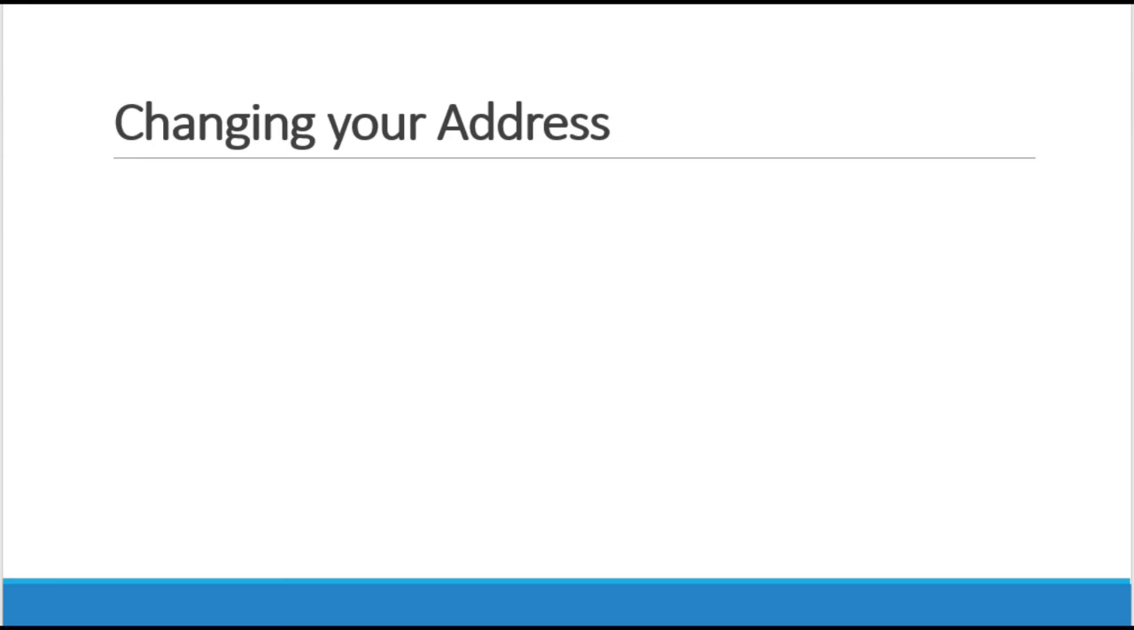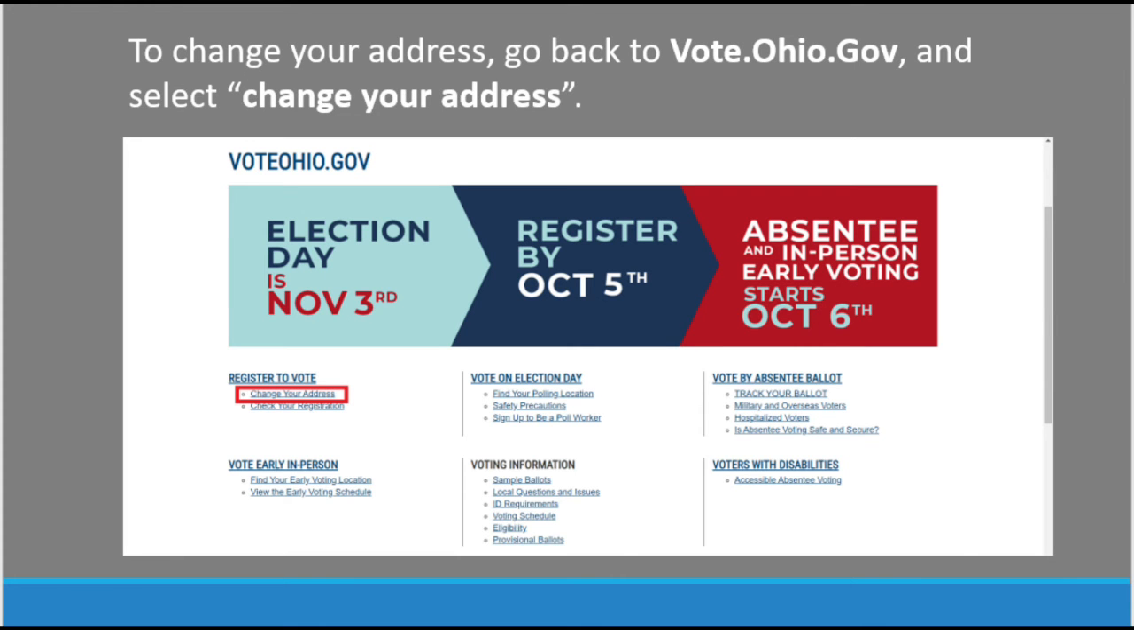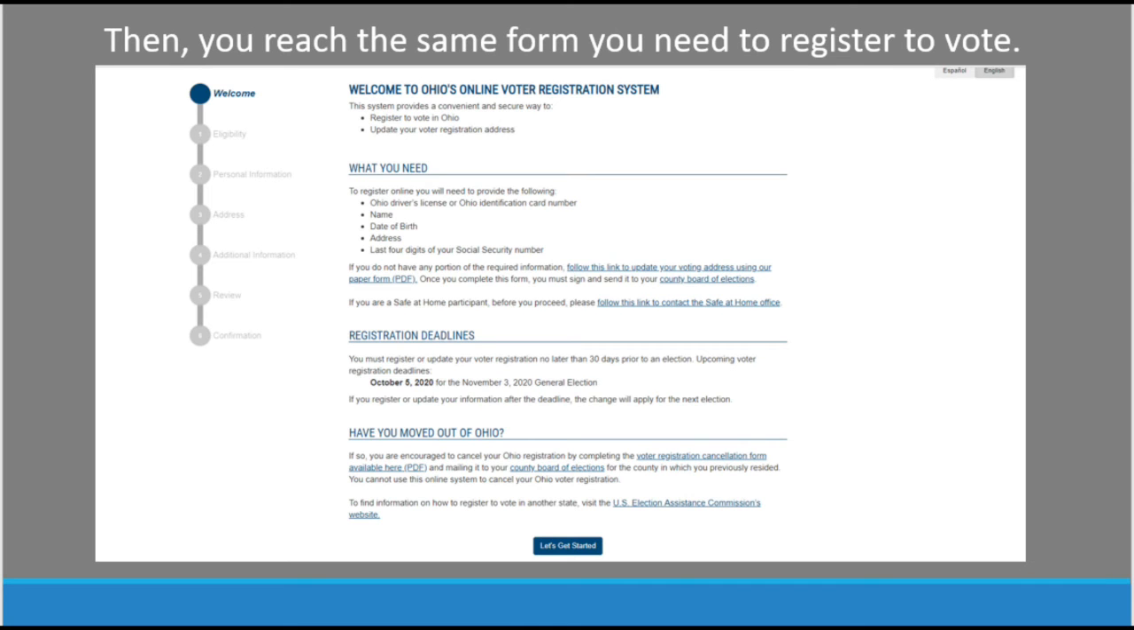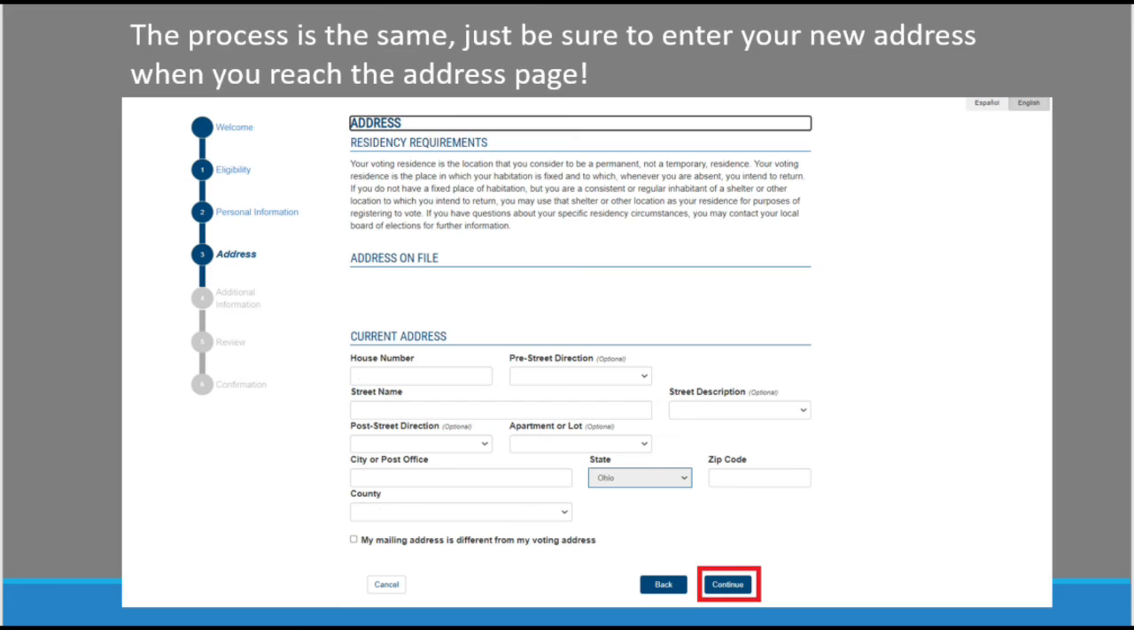Next, we are going to go over how to change or update your address on your voter registration. To change your address on your voter registration, you will begin by clicking Change Your Address. This takes us to the same form that we just went over, and since you are already registered, the system should recognize you after you enter your personal information. From there, the only difference in the process would be that once you get to the address form seen here, there is a section for current address, and you would update your address and then move on to complete the form, and you are all done.